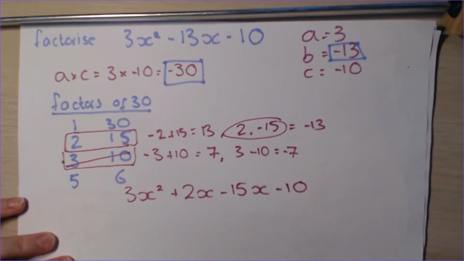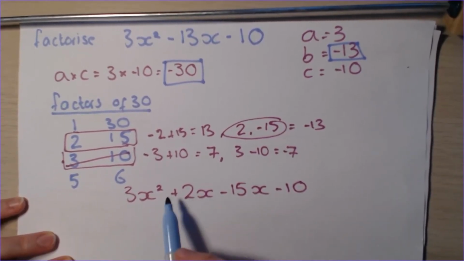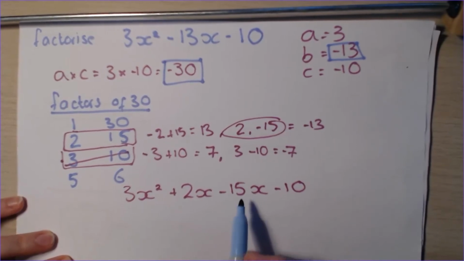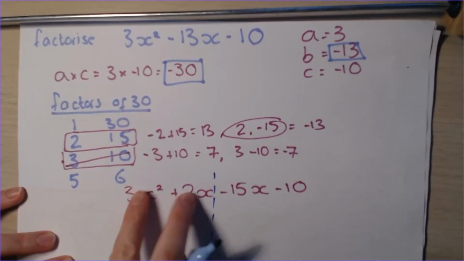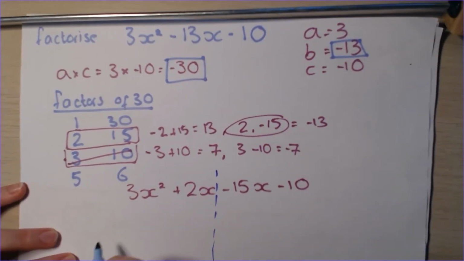Now, the rest of it's quite nice. So once we've done them, and again, like last time, it didn't matter if I'd have put negative 15 plus 2. It wouldn't have made a difference. Okay, I'm going to split it in half straight down the middle with 2 terms on each side and factorise.